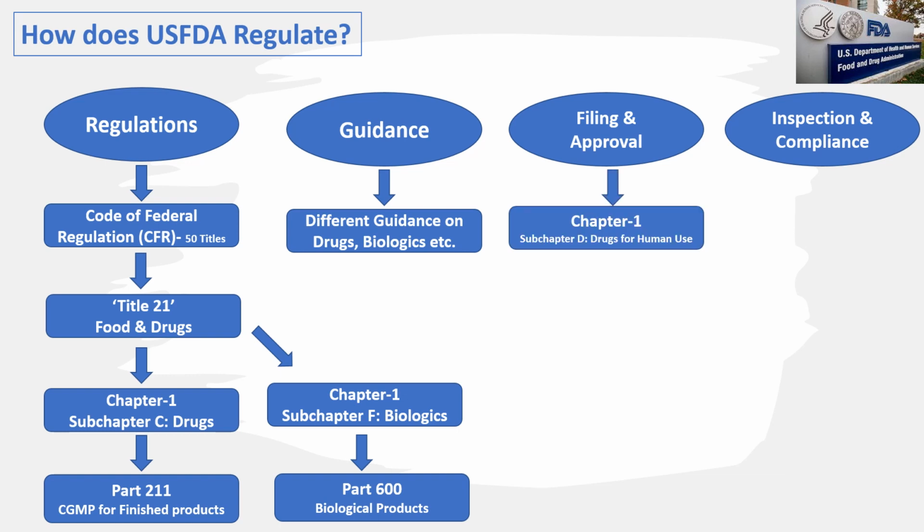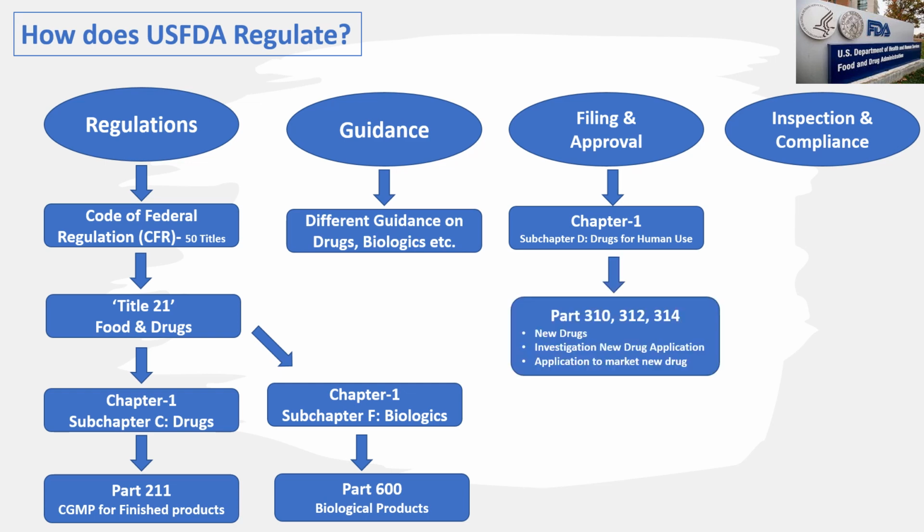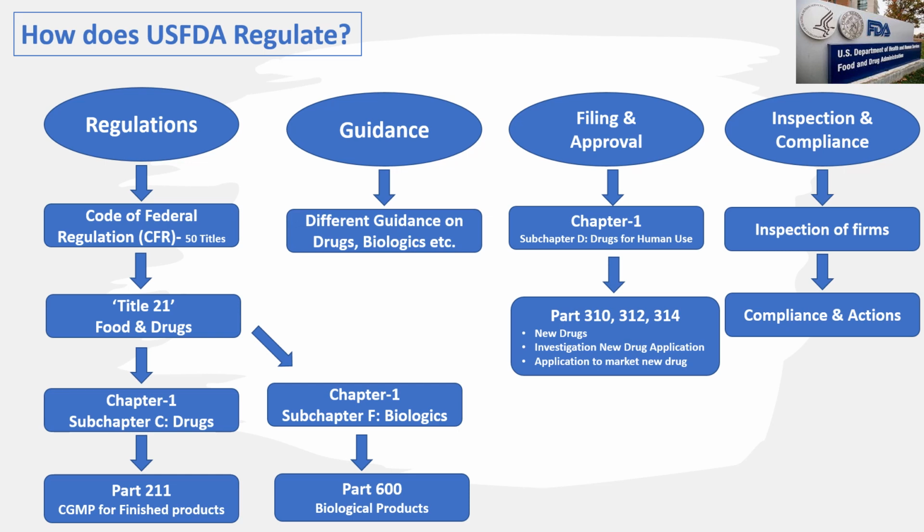Then there's the filing and approval process, as we have discussed. In chapter 1, there's subchapter D for drugs for human use. It defines parts like 310, 312, and 314, which are specifically related to new drugs, the investigational new drug application, and the application to market a new product. So there's an overall regulatory approach. There are different guidances for industry as well to ensure how filing is to be done, how the dockets need to be submitted, etc. And finally, there is inspection and compliance. There's inspection of the firms, and then there is compliance and associated actions based on the acceptance of the CAPA or the rejection of the CAPA, which we'll see in detail in the next slides.